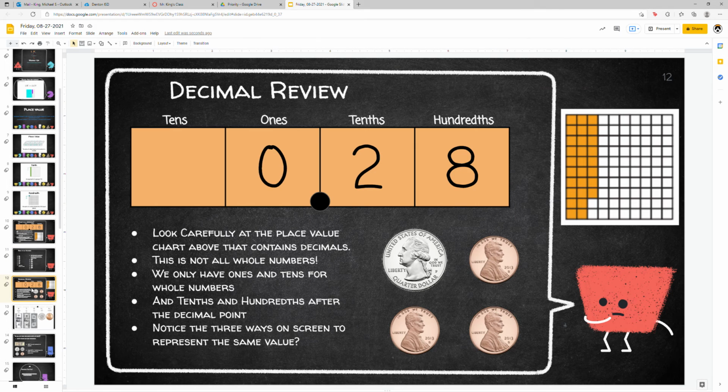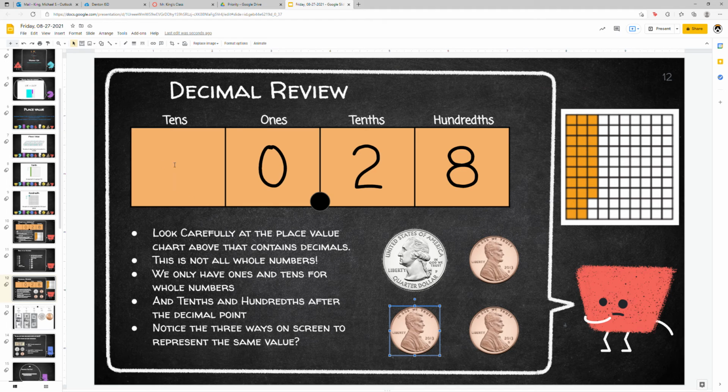Let's move along to another example we looked at yesterday. Again, this is 28 hundredths as a decimal. We have a model to the right representing that. Also money. We talked about how money relates to decimals. So look carefully at that place value chart above that contains decimals. This is not all whole numbers. It's a very simple mistake to make.